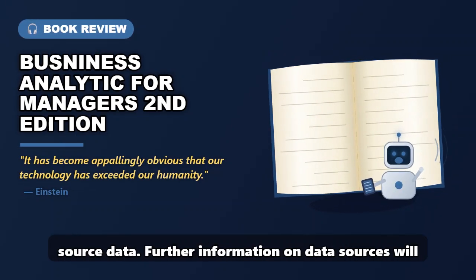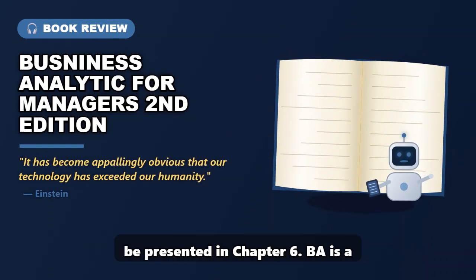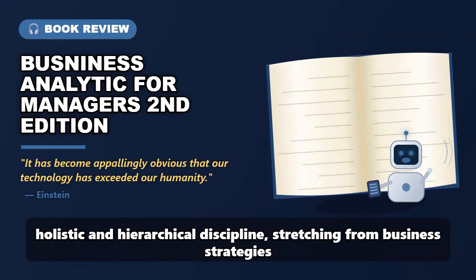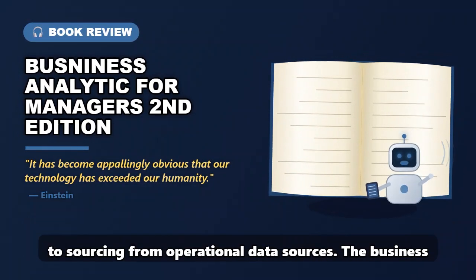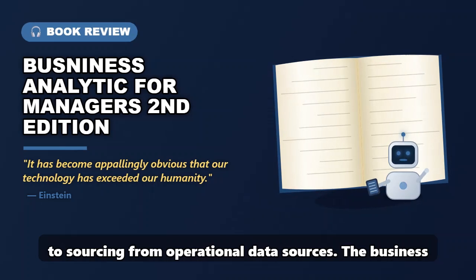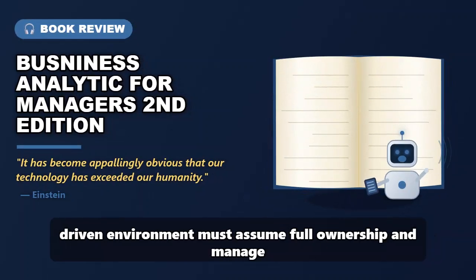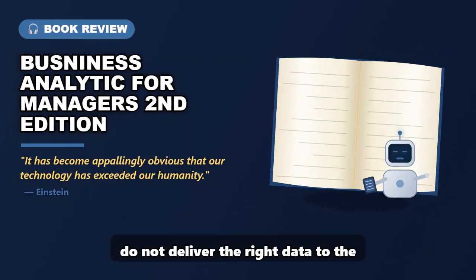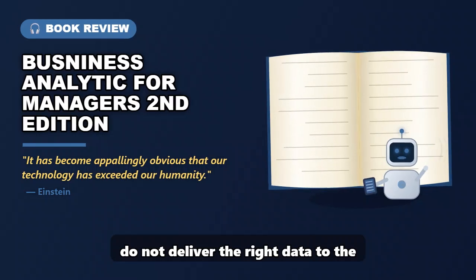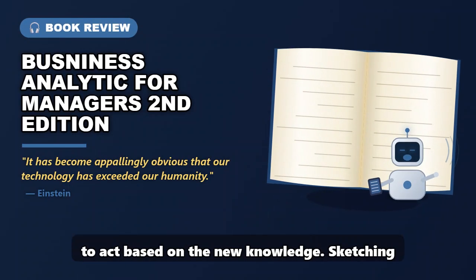Further information on data sources will be presented in Chapter 6. BA is a holistic and hierarchical discipline, stretching from business strategies to sourcing from operational data sources. The business-driven environment must assume full ownership and manage the process. The same is true if we do not deliver the right data to the analysts, or if the business users choose not to act based on the new knowledge.